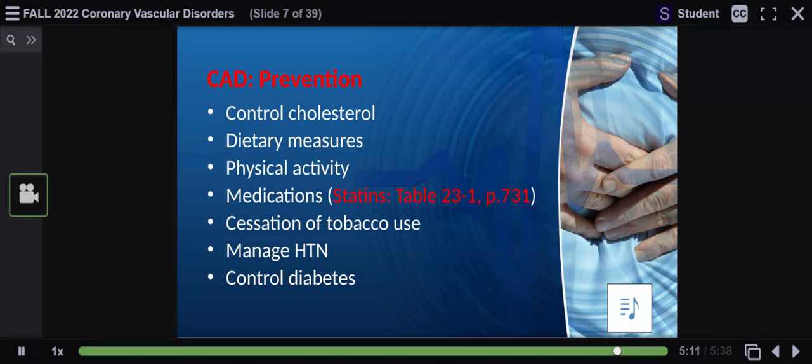Therefore, you want to encourage a patient to stop tobacco use, stop, not limit, but stop tobacco use through any means possible. Managing hypertension and controlling diabetes, I'm not going to go through all that because you have already learned this in the past few weeks. So these are CAD prevention measures and things that you need to know for patients who are at risk or who have coronary artery disease.